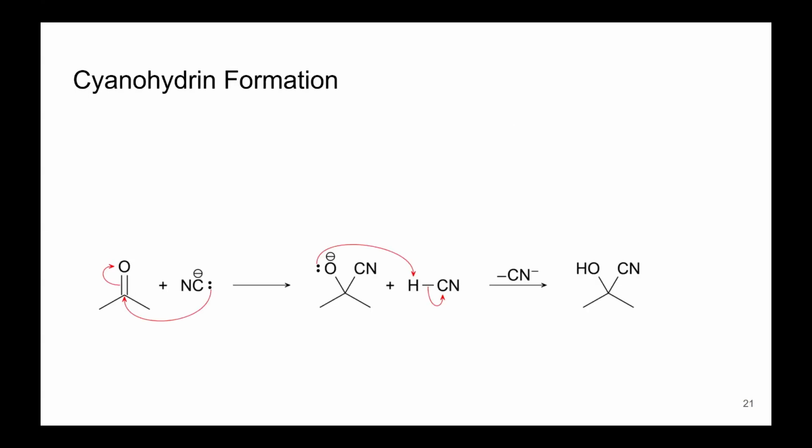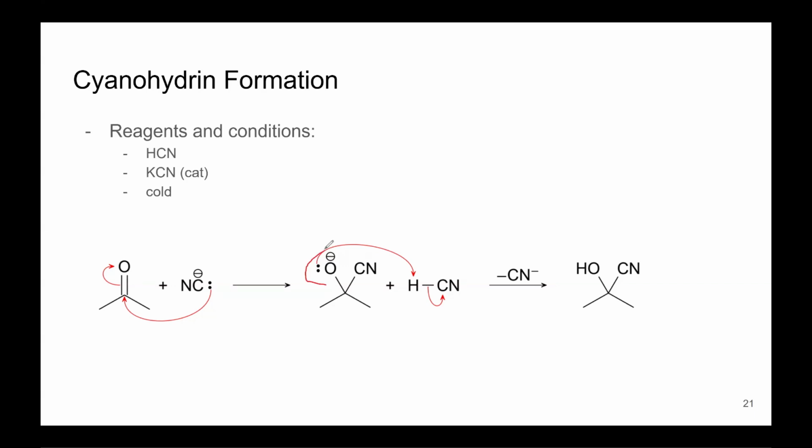So let's talk about cyanohydrin formation first. Your reagents and conditions are your HCN, highly toxic, as well as your KCN in catalytic amounts, so very small amounts. And also cold, because you really want to control your reaction. Your nucleophile attacks the electrophilic carbon first, and then this oxygen that's negatively charged can extract a proton from HCN, therefore regenerating the CN minus, and because of this, CN minus is considered a catalyst.